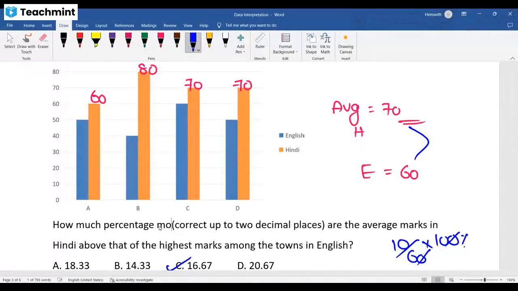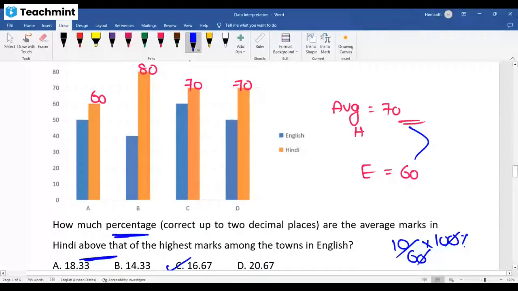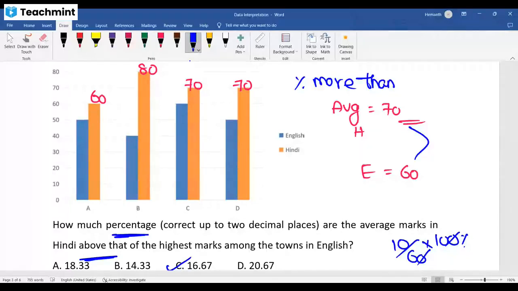Above also they mentioned, right? Percentage above means it's a percentage comparison, more than. How much percentage above? Percentage above, percentage more than only. The average value of Hindi is how much more than that of English. Comparison percentage here, above that of English. It's percentage more than only. It's 10 more, and with respect to the value after above, which is English, we have to compare with English only. 10 out of 60 into 100, 16.67.